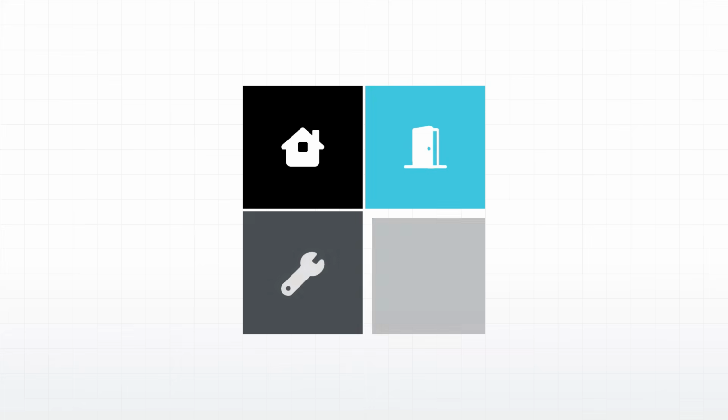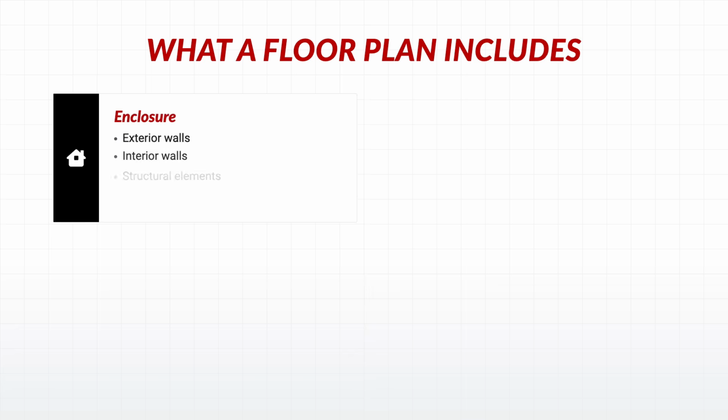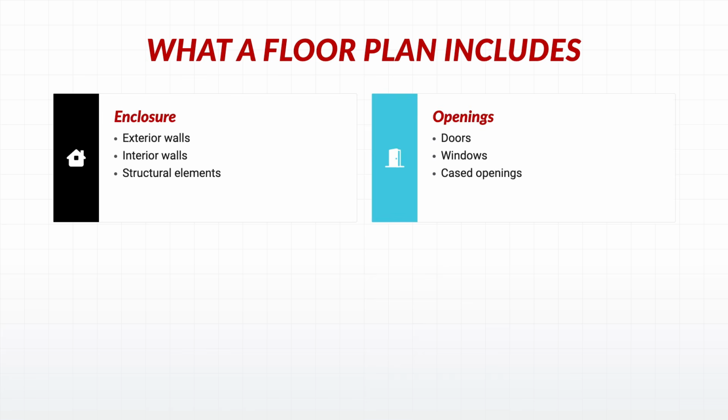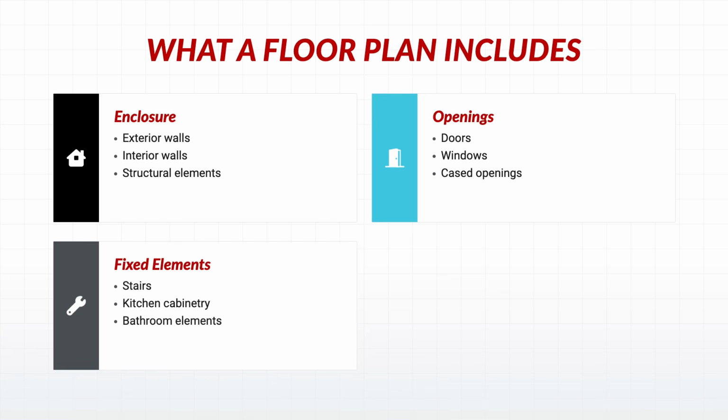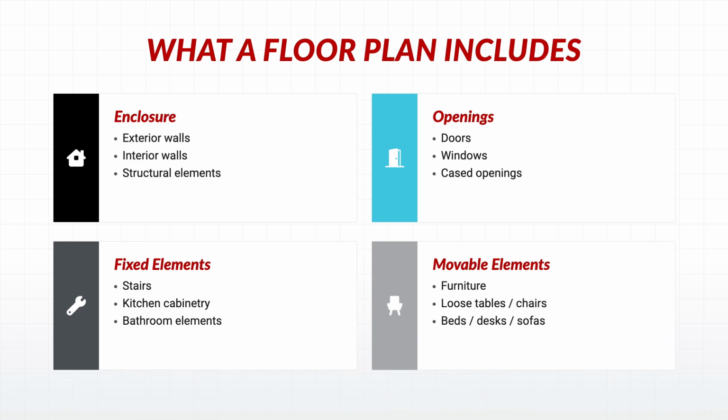A complete plan carries 4 main families of information. Enclosure includes the exterior walls, interior partitions, and structure that define the space. Openings include doors and windows that allow people, light, air, and views to pass through it. Fixed elements include cabinetry, plumbing fixtures, closets, and other components built into the architecture. And movable elements include beds, desks, tables, and sofas.